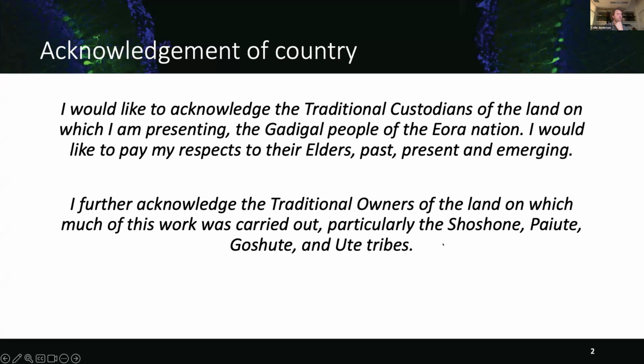Here in Australia, we like to acknowledge the country and the traditional custodians of the land that we're presenting on, or that we did the work on, as we begin to talk. So today I'm on the land of the Gadigal people of the Eora Nation. It's unceded land that's been part of the traditional ownership of Indigenous Australians for the last 65,000 years. And I also want to acknowledge the traditional owners of the land on which I did this work in Utah.